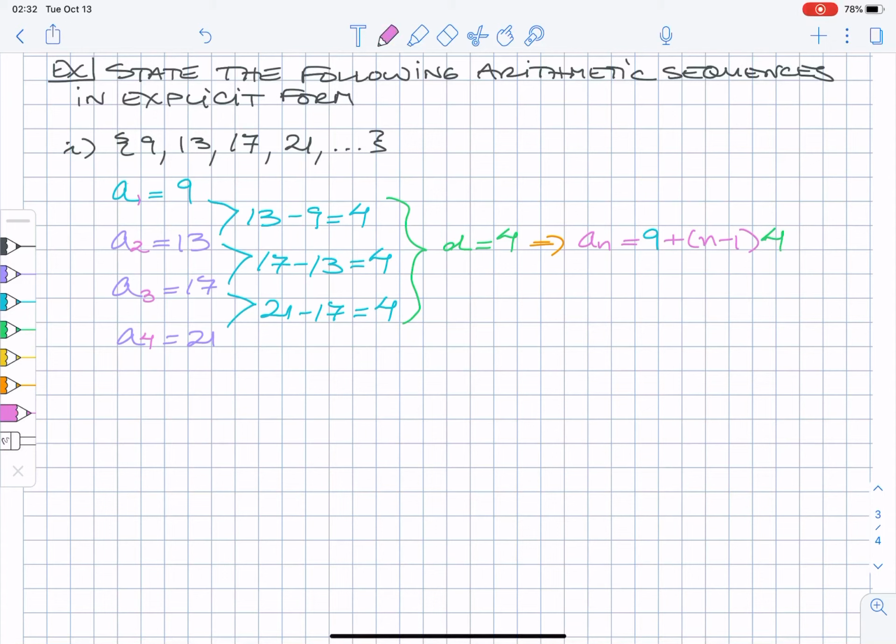Okay, so we can expand this. This is going to be 9 plus 4n minus 4. So 9 minus 4 is 5. So this is 5 plus 4 times n. So that is the explicit form for a sub n. Okay, let's do another one.